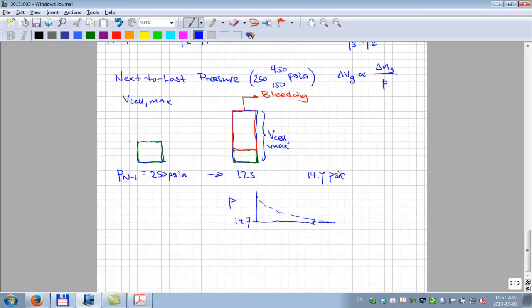And then you'll finally end up with this oil volume here. And this is at reservoir temperature and 14.7 psi. Okay? This is what we call the final oil.